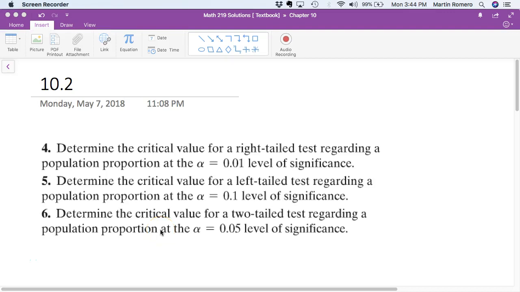These are the solutions to Chapter 10.2 Hypothesis Tests for Population Proportions written homework. So we'll start with problems 4, 5, and 6.